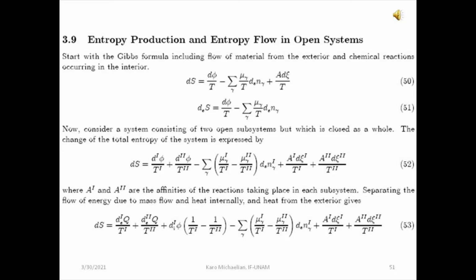So the first term is the flows of energy into the respective subsystems 1 and 2. It can be from the environment or from the other subsystem. And the second term represents the flow of matter. Now the flow of matter we are not allowing from the environment because we are saying that the system as a whole is closed. So we only allow the flow of matter from subsystem 1 into subsystem 2 and vice versa. And the last two terms are the chemical reactions which are occurring in subsystem 1 and subsystem 2. So these are internal to the system.